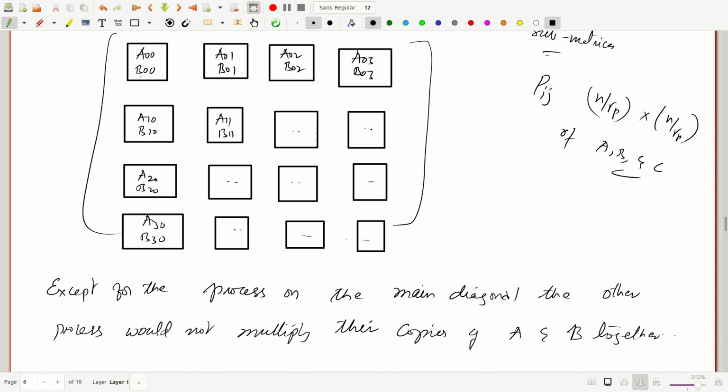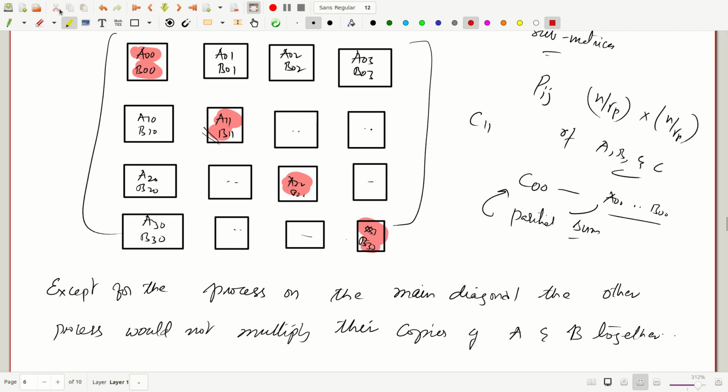For example, to calculate C00, A00 needs to be multiplied with B00, because that will add a partial sum in the calculation of C00, right? Similarly, A11 and B11 need to be multiplied to add a partial sum to C11, and A22 and B22, and A33 and B33. So all the elements along the diagonal can make use of their own copies of A and B to begin with, to multiply and then contribute to the partial sums of the corresponding C calculations.